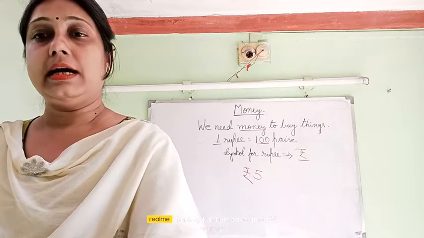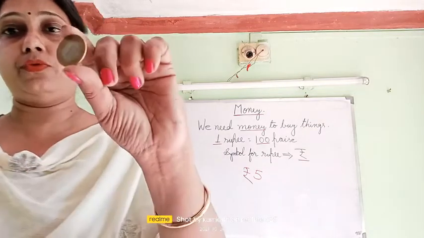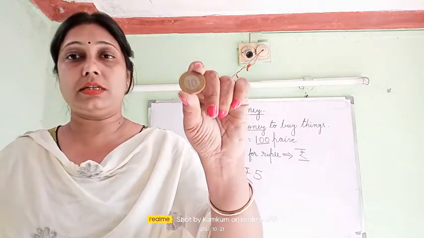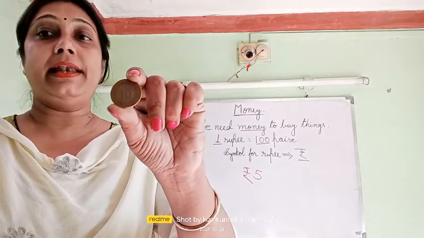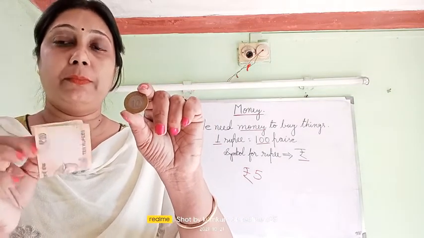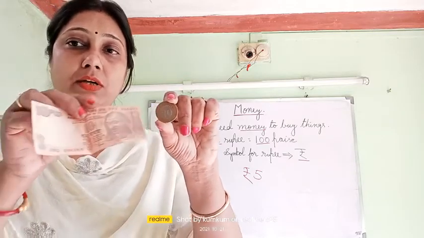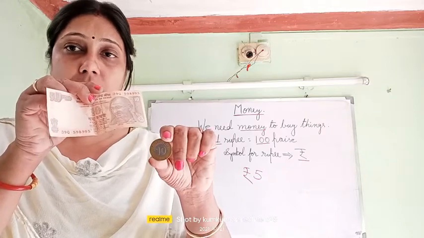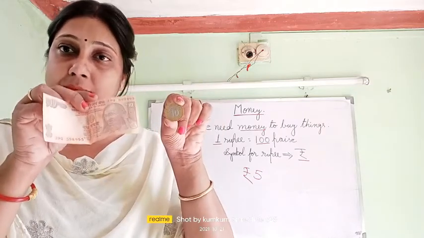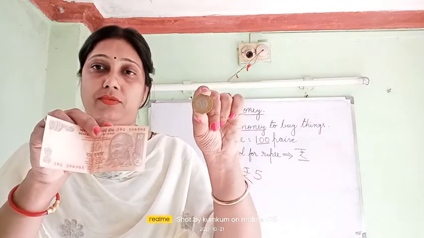Next is a 10 rupee coin. See, this is your 10 rupee coin. Now, a 10 rupee coin and a 10 rupee note both have the same value. So, it is a 10 rupee note and it is a 10 rupee coin. Both have the same value, but one is in note form and the other is in coin form.